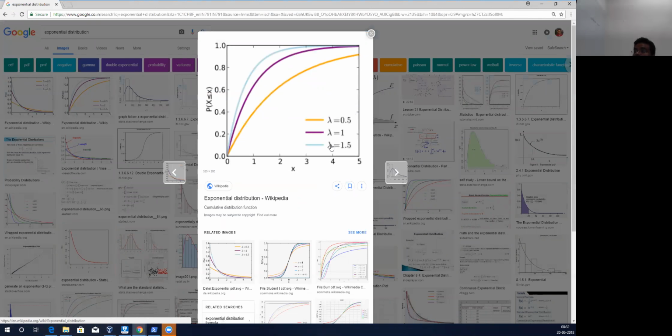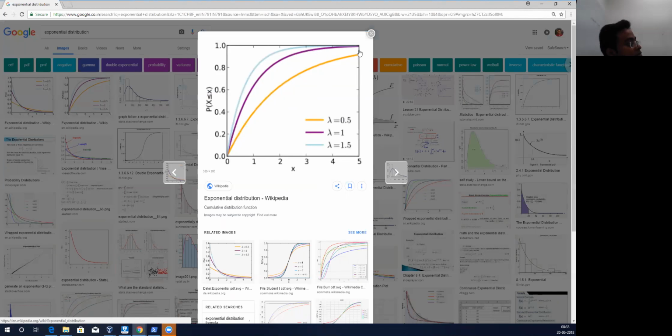So if your lambda increases, see, this is lambda equal to 0.5. So this is how the curve is. Lambda equal to 1, it's getting steeper. Got it, right? If lambda is equal to 1.5, it gets even steeper. These are exponential distributions. That means any feature, if you are plotting, it gets plotted this way. This is the value of it. This is your exponential distribution.